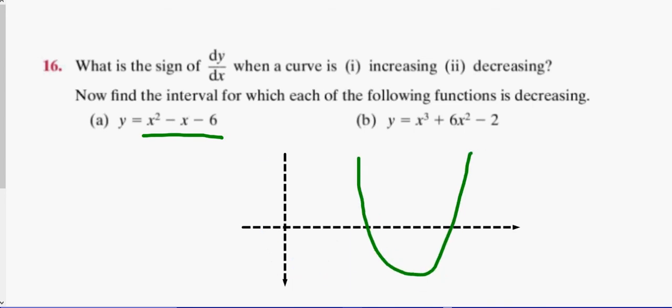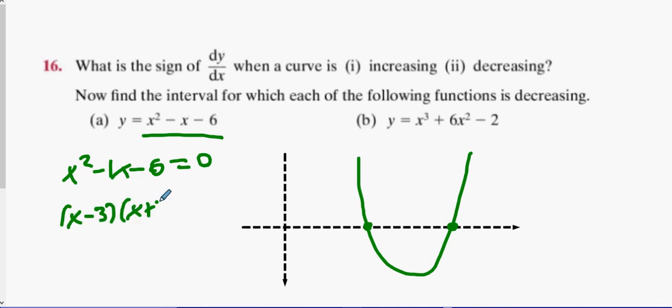So look, I'll just solve the equation just to give you a bit of background. So x squared minus x minus 6 equals 0. The reason why I'm putting it equals 0 is I can find out where it crosses the axis. Everybody go with that? I'm going to get x minus 3, x plus 2 equals 0, x equals minus 2, x equals 3. So essentially the answer will look something like this.